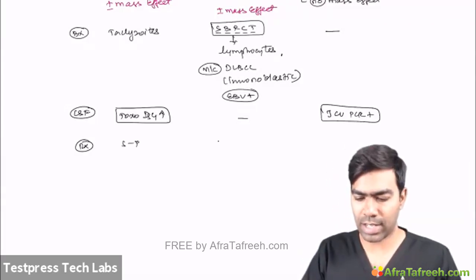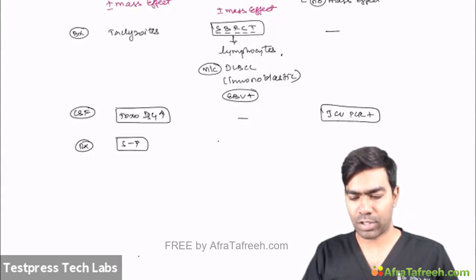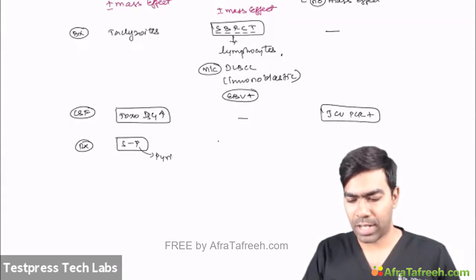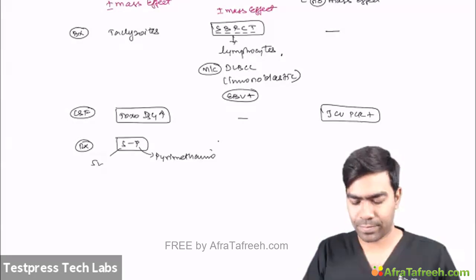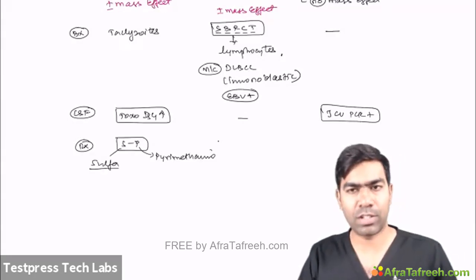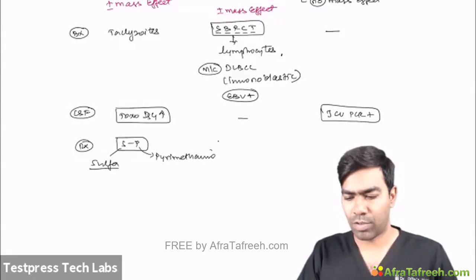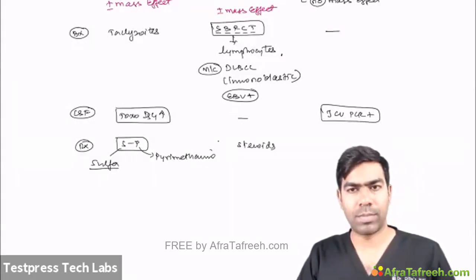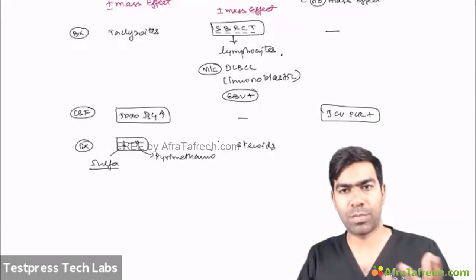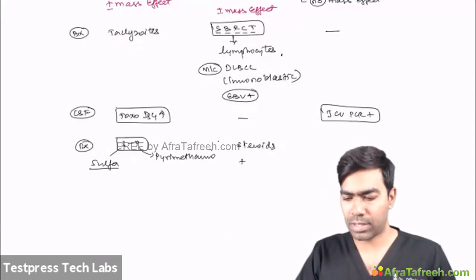I generally call it the SP combination: sulfamethoxazole and pyrimethamine. For primary CNS lymphoma, I'm going to use steroids, because in lymphoma, dexamethasone forms a very integral part of the treatment. Plus, I can use methotrexate.